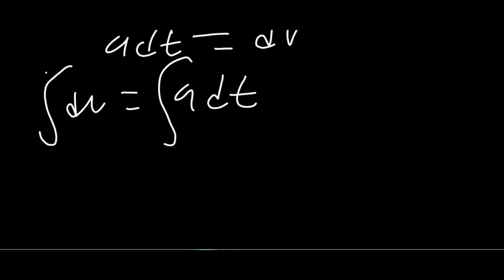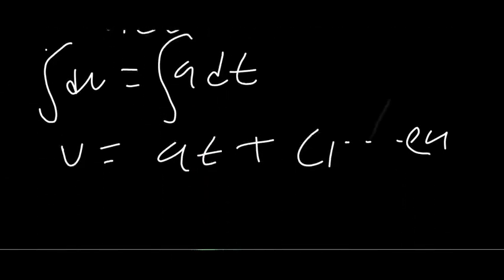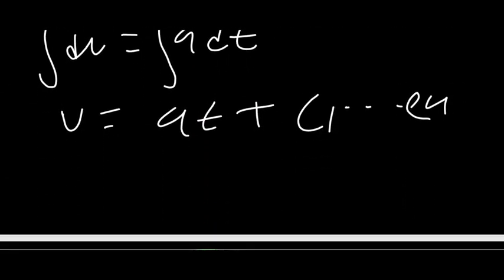Now if we integrate here, because we are using Newton's laws, which use calculus, what do we get? You're going to get v, which is actually velocity. Then here we're going to get a t plus, we can call this c1. So we can call this equation 4.